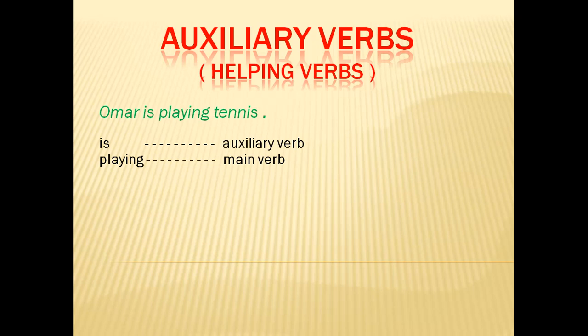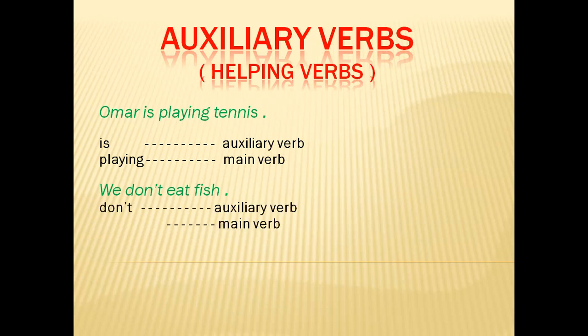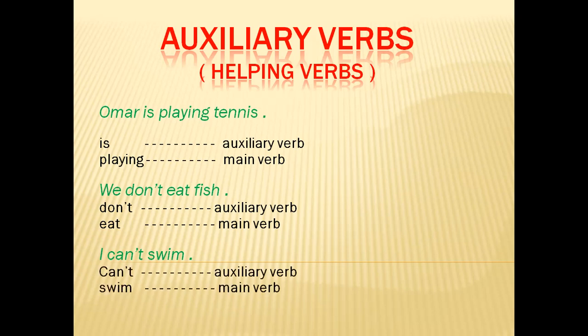Another example: we don't eat fish. In this example, we can see that don't is an auxiliary verb, but eat is the main verb. Another example: I can't swim. Can't is a modal verb. Yes, it's an auxiliary verb, and swim is the main verb. So now we have defined, or we can now differentiate between auxiliary verb and main verb. Okay.